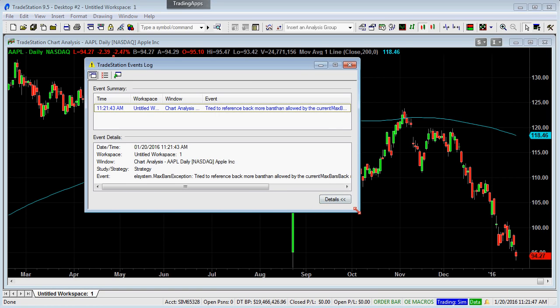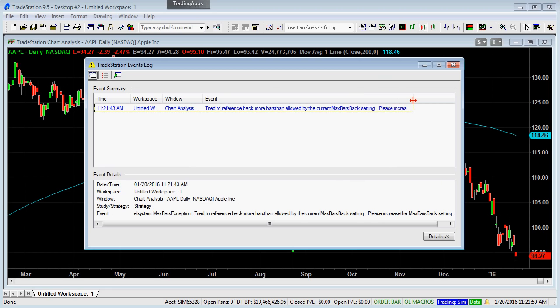Now you do get this error. It's good that it happened because I'm going to explain max bars back setting. The error says, try to reference back more bars than allowed by the current max bars back setting. I did mention the term before.